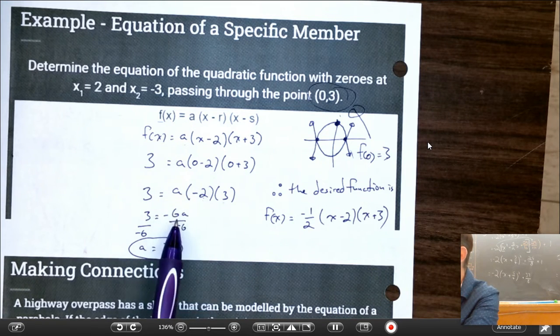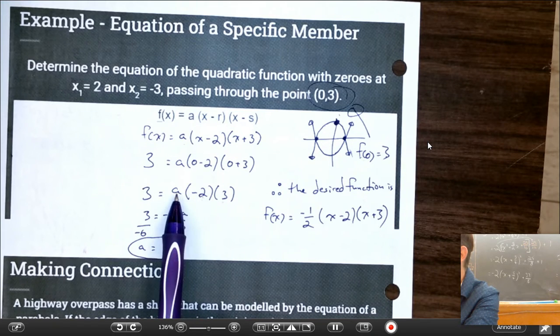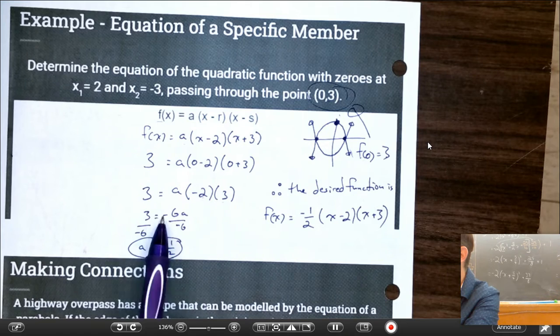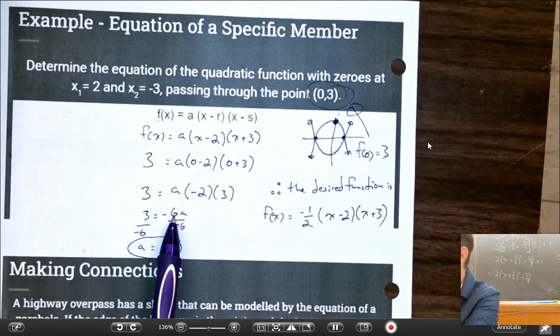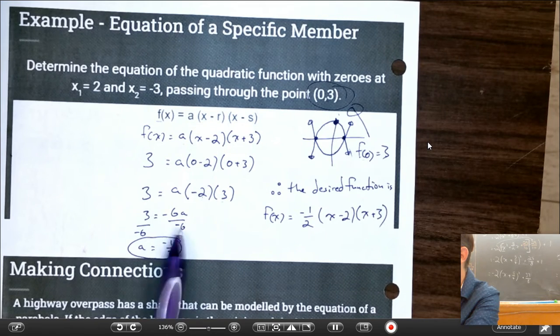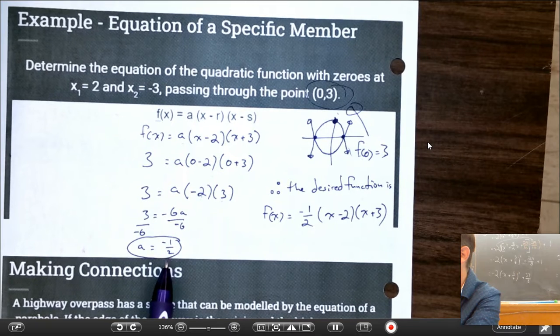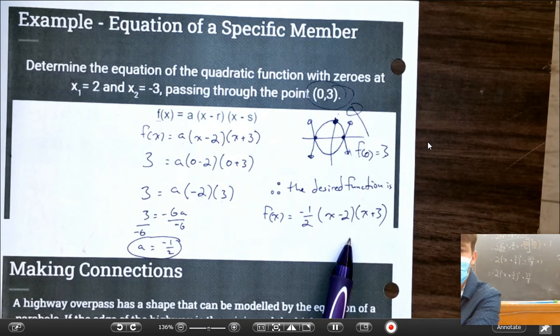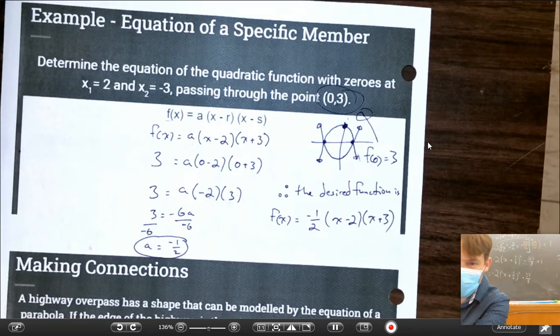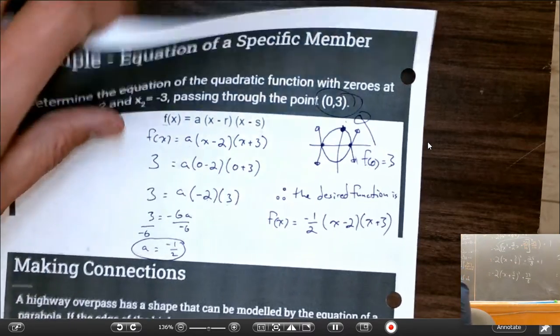So when I solve for a, a times negative 2 times 3 gives me negative 6 times a, and that's equal to 3. I divide both sides of the equation by negative 6. 3 over negative 6 is negative 1 over 2, and that's a. Then I just input it in there. That's my function that I want. Okay. So now we can use that to solve some application questions in the world.